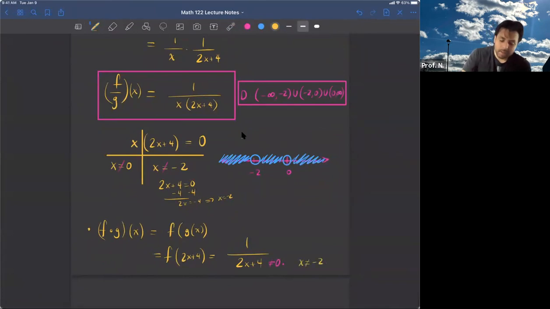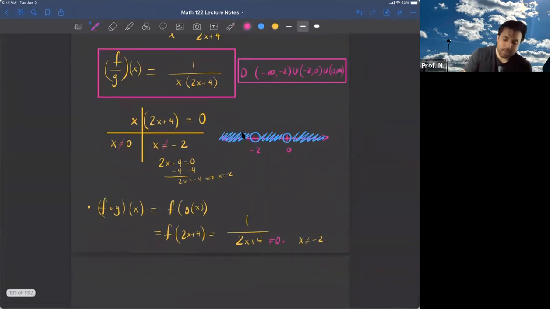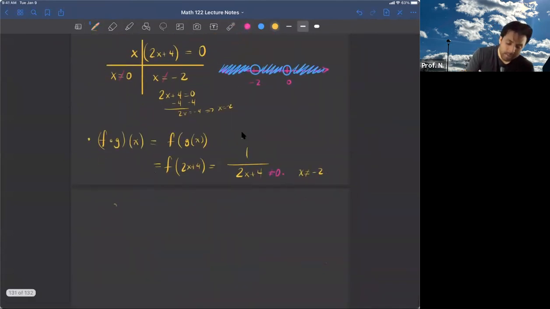So then my domain, let me just write this over here. f of g of x is going to be the function 1 over 2x plus 4. And my domain is everything that's not negative 2. So negative infinity to negative 2, union negative 2 to infinity.